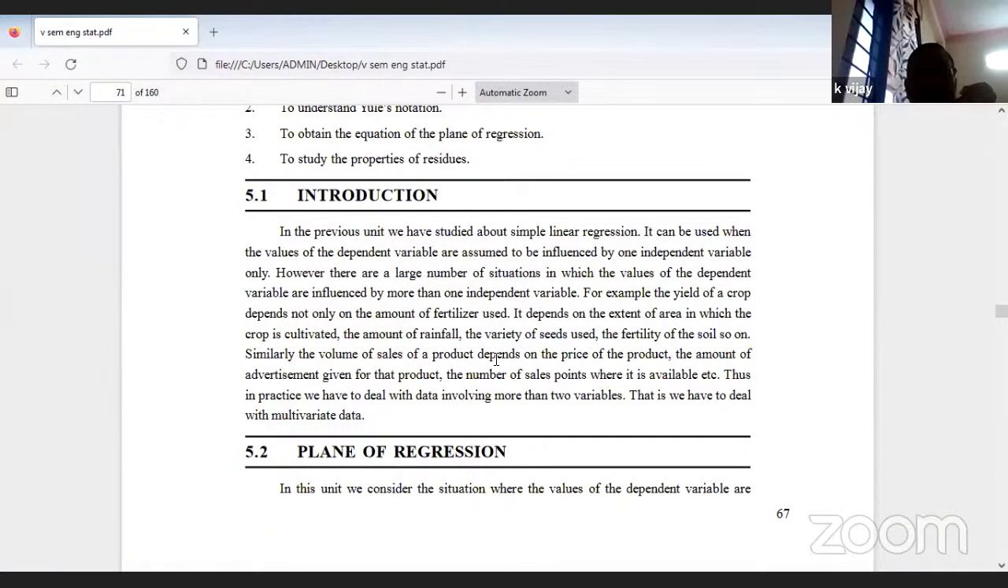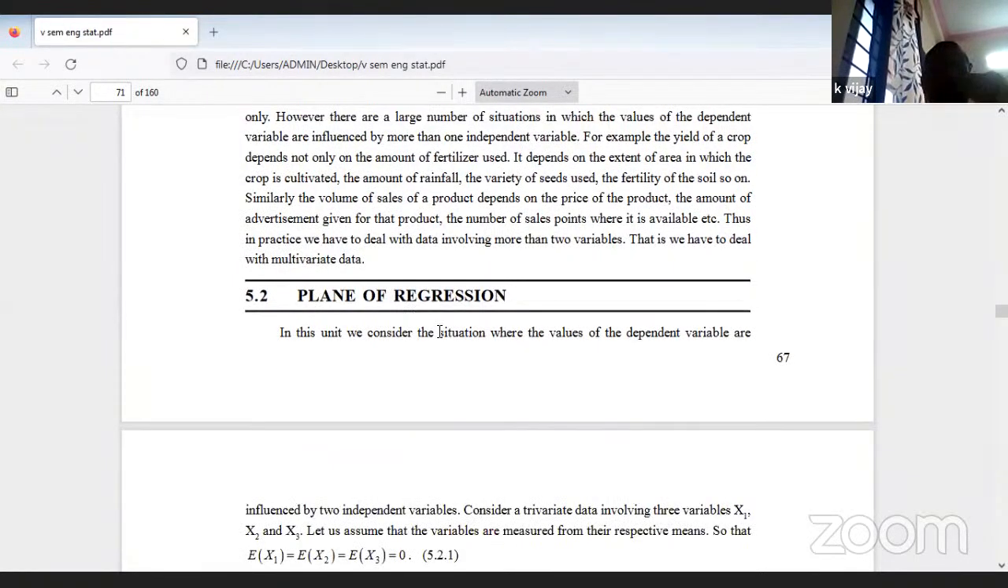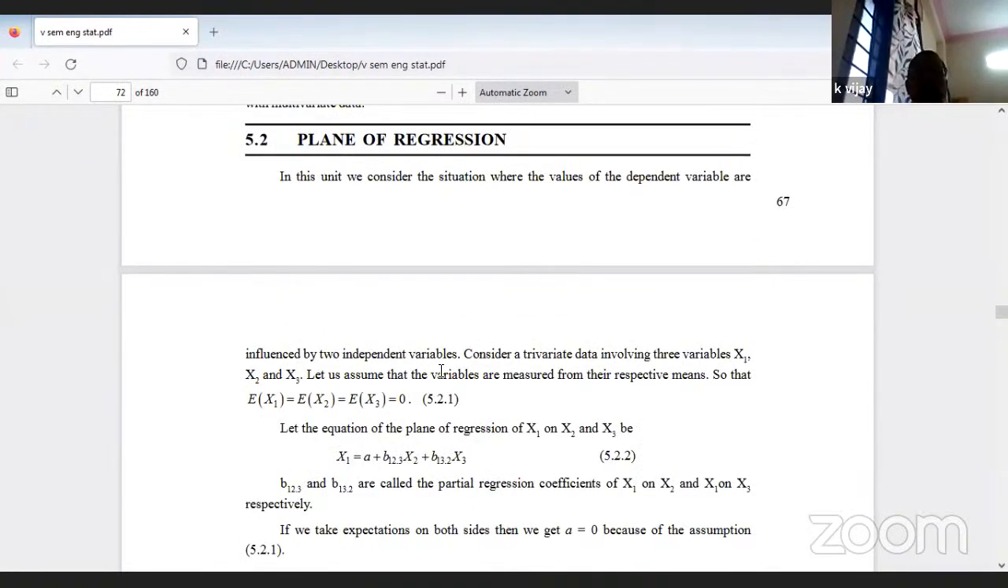Therefore, in practice we have to deal with data involving more than two variables. That is, we have to deal with multivariate data. So we have to take the plane of regression here.